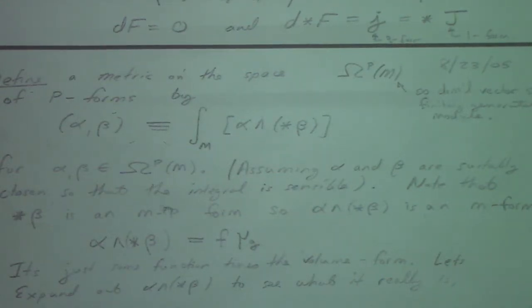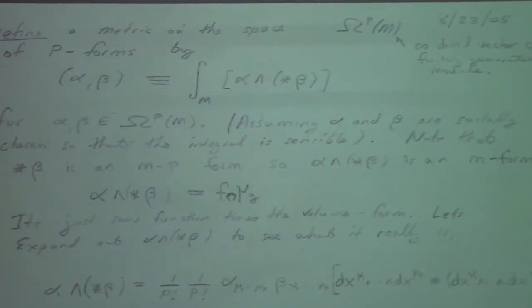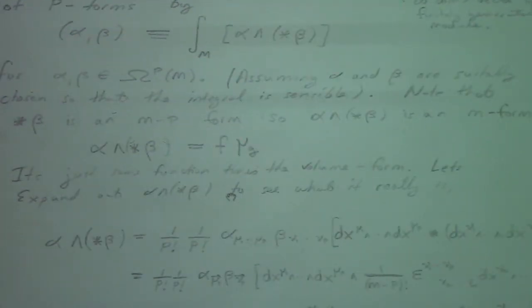Note that star beta is an m minus p form, so this is in fact an m-form, and it makes sense. We can integrate an m-form over an m-dimensional manifold. That's how integration works, right? If you want to integrate a three-dimensional form, you better find a three-dimensional space. If you got a two-form, you better find a surface. If you got a one-form, you better be integrating along a curve, right? None of this nonsense we learned in Calculus 3 about vector fields being integrated over both curves and surfaces. What kind of nonsense is that?